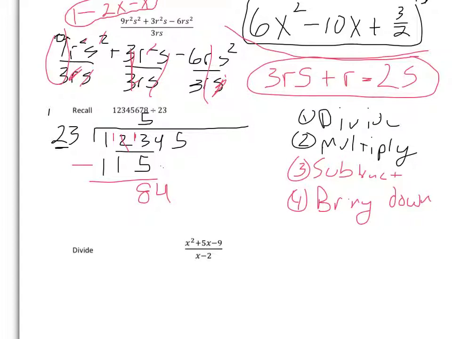Let's go 6 times. So we put our 6 up here. 6 times 23. Well, 6 times 3 is 18. Carry 1, 6 times, whoa, definitely not 6 times, 3 times there, sorry about that. So, how many times does 23 go into 84? Let's go with 3. So 3 times 3 is 9, and then 3 times 2 is 6.